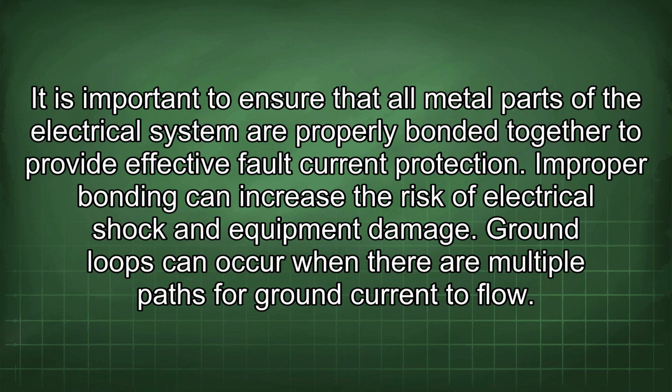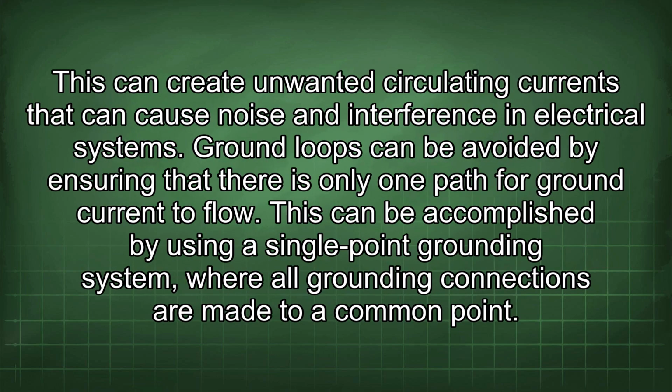Ground loops can occur when there are multiple paths for ground current to flow. This can create unwanted circulating currents that can cause noise and interference in electrical systems. Ground loops can be avoided by ensuring that there is only one path for ground current to flow. This can be accomplished by using a single-point grounding system where all grounding connections are made to a common point.